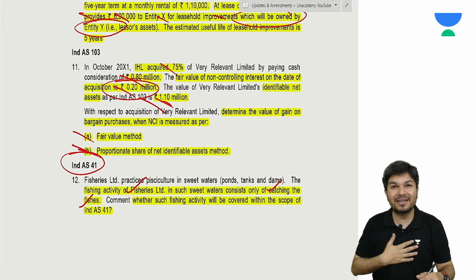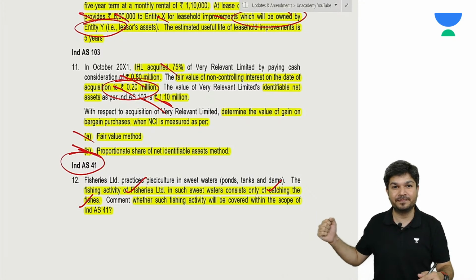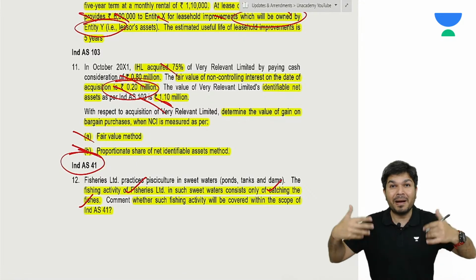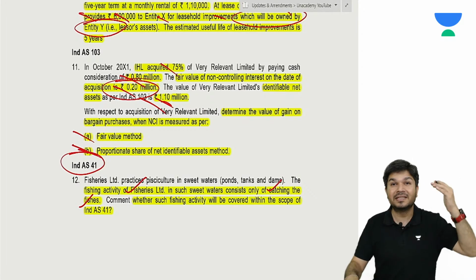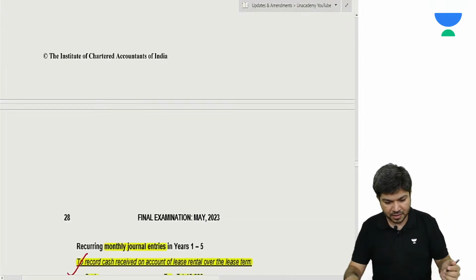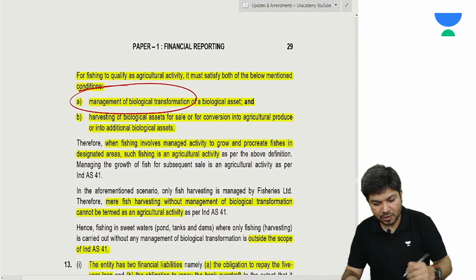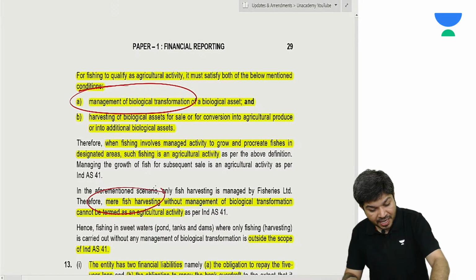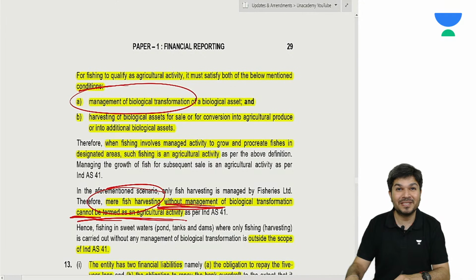Answer is no. If you remember, agricultural activity kya tha? Management by entity of biological transformation and harvest of biological asset. You have to manage the biological transformation. If you don't do anything, you are unmanaged resources, say you are just harvesting, that is not agricultural activity. Mere fish harvesting without management cannot be agricultural activity. So it cannot be covered under your Ind AS 41.